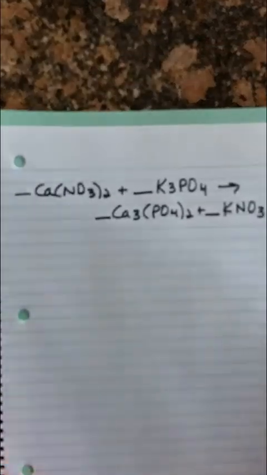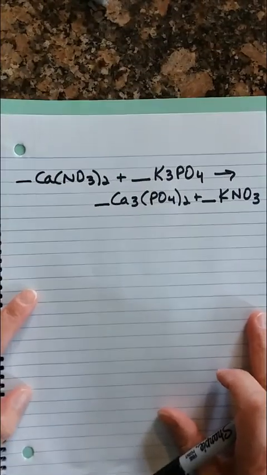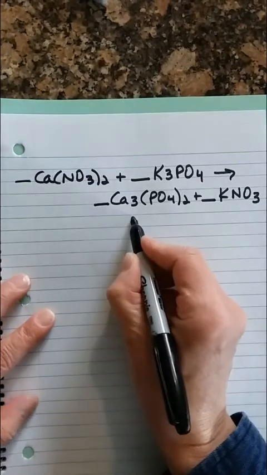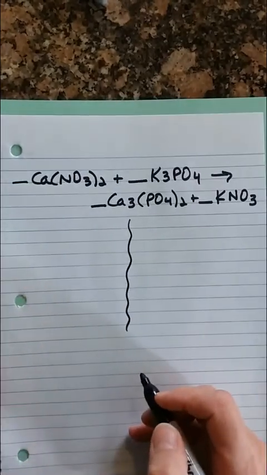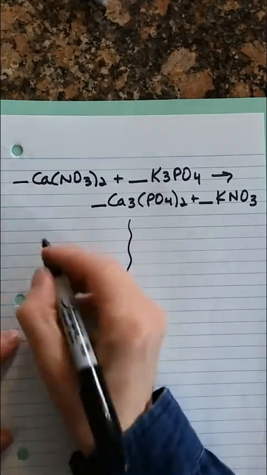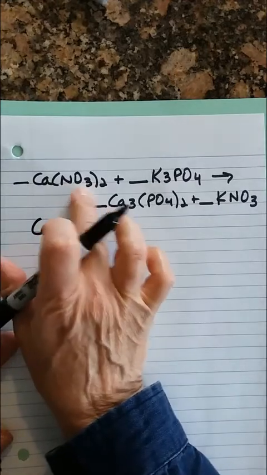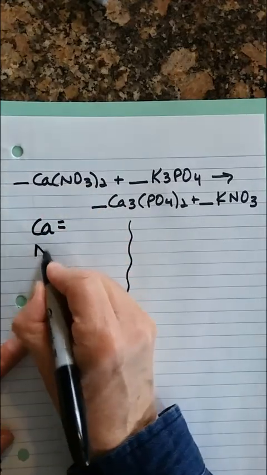Okay, so this one, here we have some parentheses and some not parentheses. Okay, so first thing I'm going to do is I'm going to draw my line and separate my reactants from my products. I'm going to start up here. I have Ca, so Ca. Then I have NO3 in a parenthesis, so I know that's a polyatomic ion.